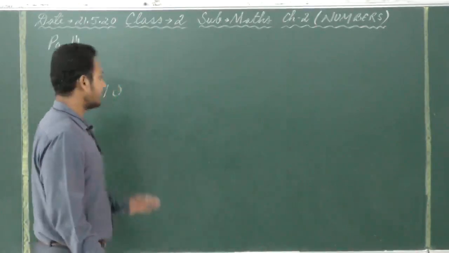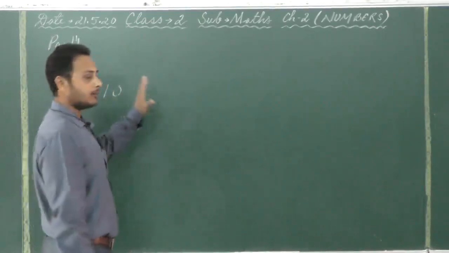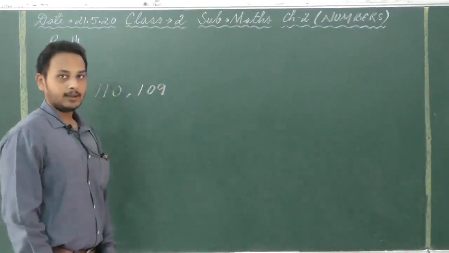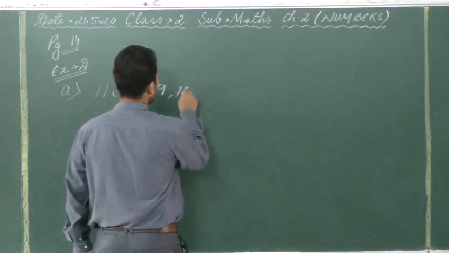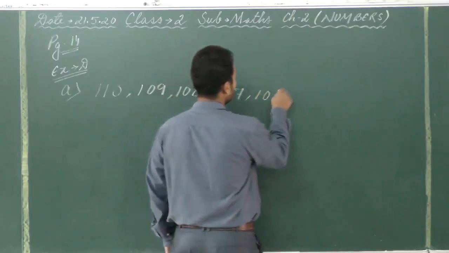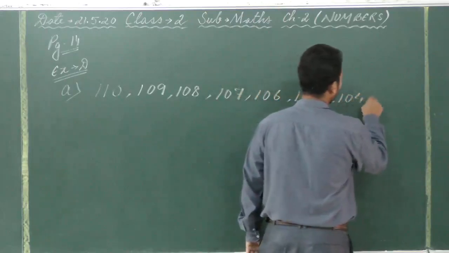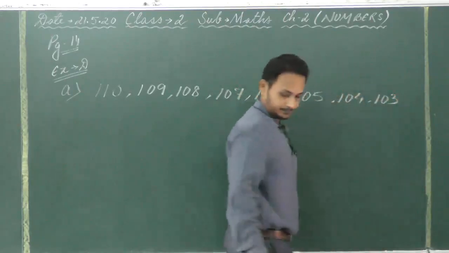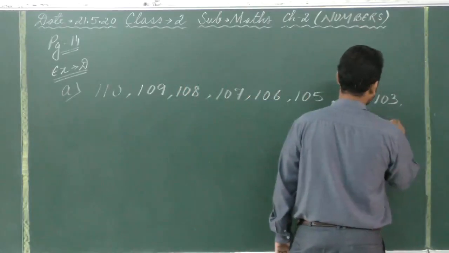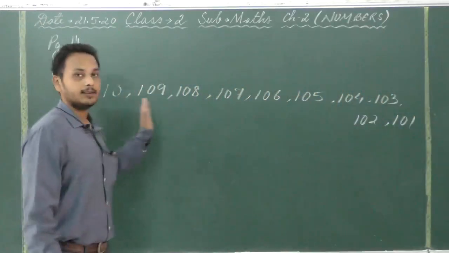Now you have to count backwards. Okay. Now before 110, what comes? That is 109. Okay. Then before that you get 108, then 107, then 106, then 105, 104, 103. Okay. Then we have 102 and then 101. Okay. In this way you have to count in reverse.